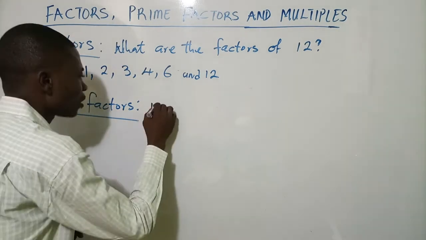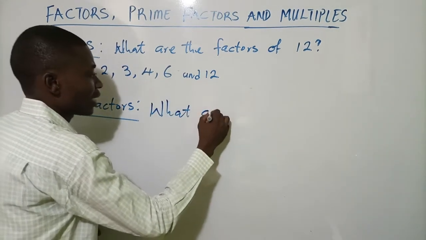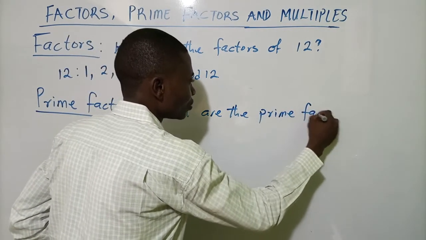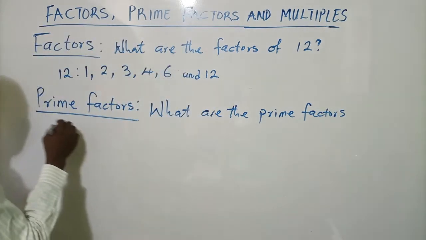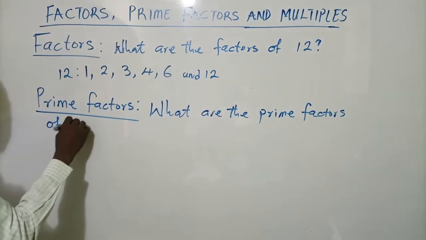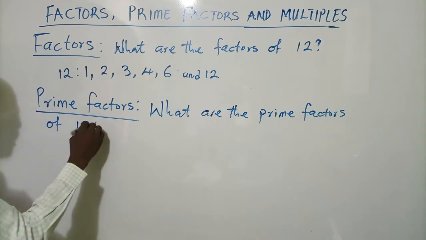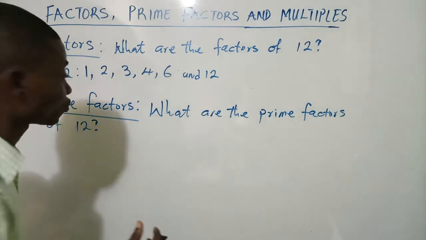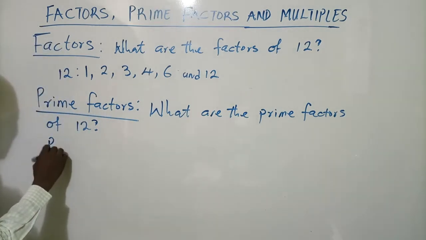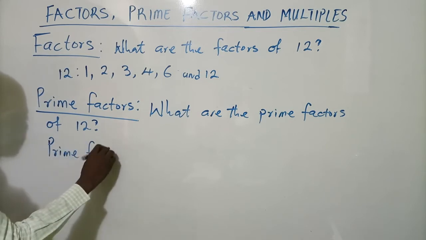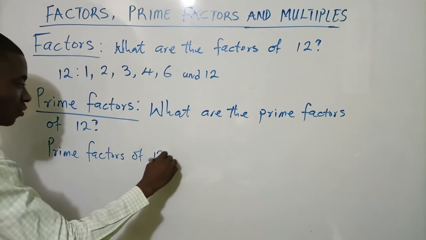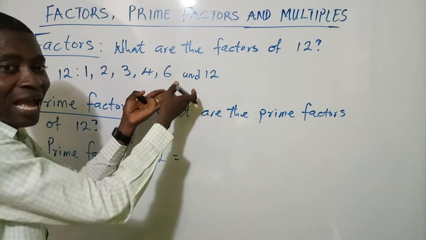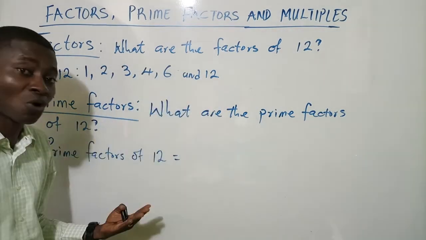So if you are asked, what are the prime factors of 12? You go back to the factors. I'm just using 12 since we have 12 on our board as an example. It applies to other numbers, okay?